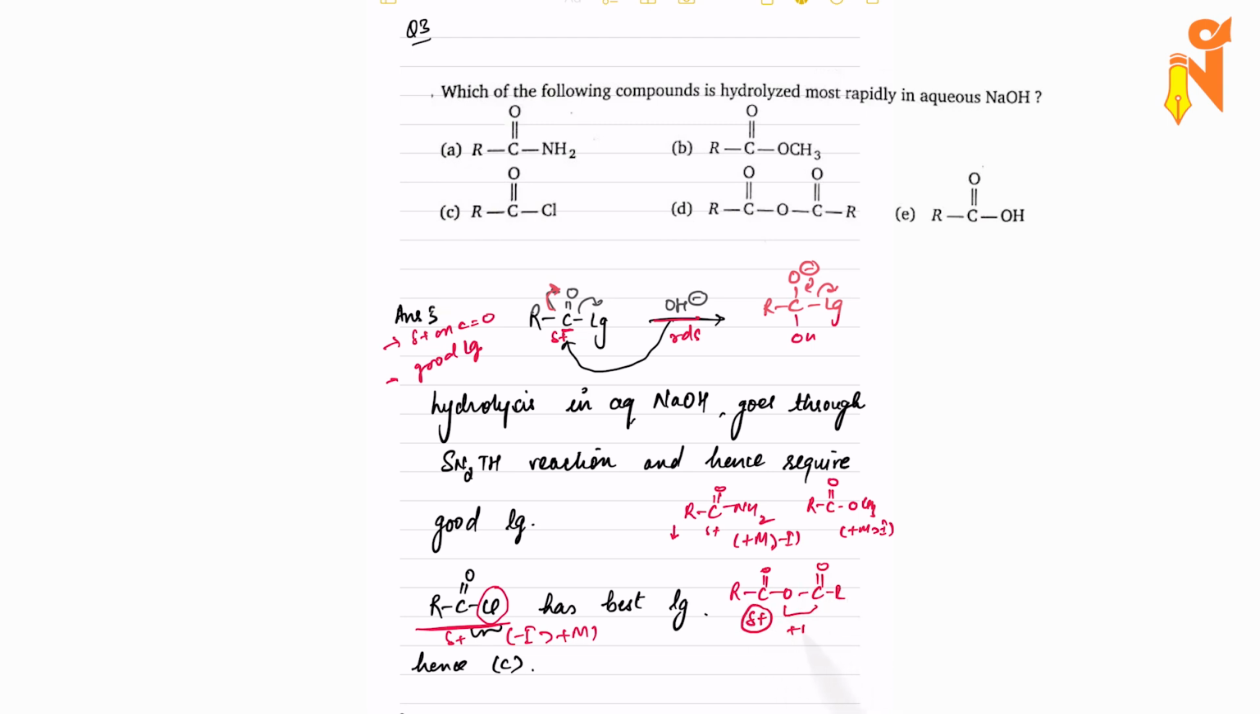So donating group, so delta positive is lesser over here. Okay, this is plus M. So delta positive is lesser. And the same case goes to carboxylic acid.